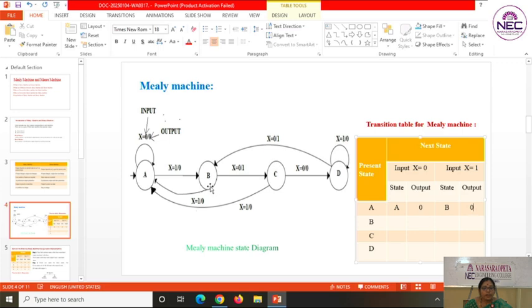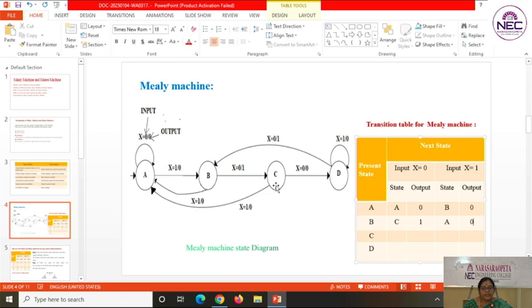Next, coming to state B. In state B, if the input x is equal to 0, state B goes to state C. The output is 1. In state B, if the input x is equal to 1, then state B goes to state A. The output is 0.